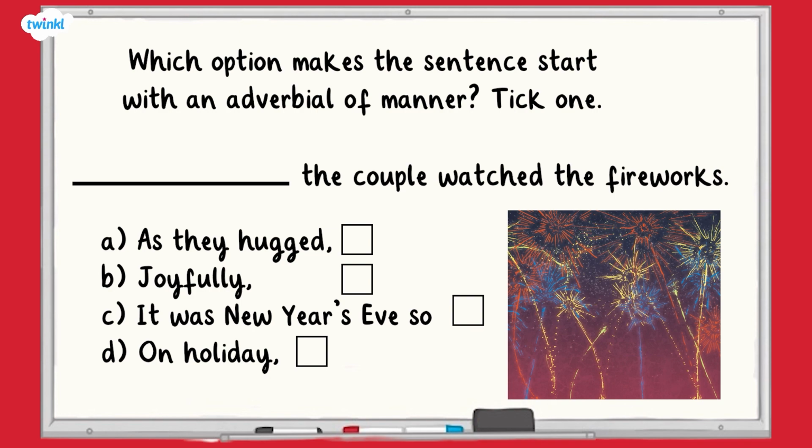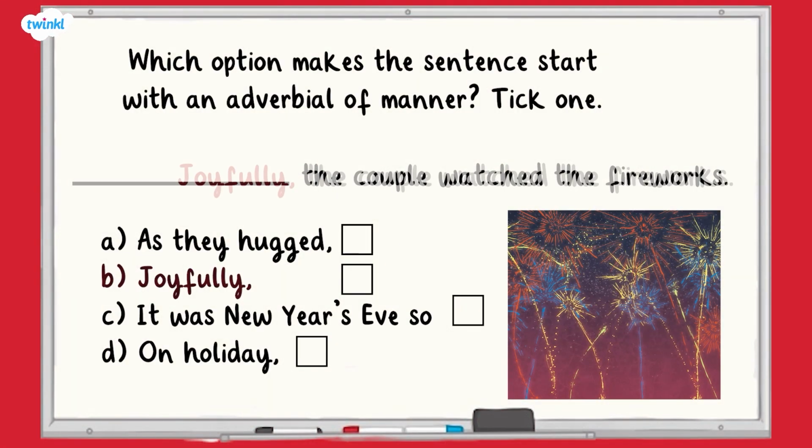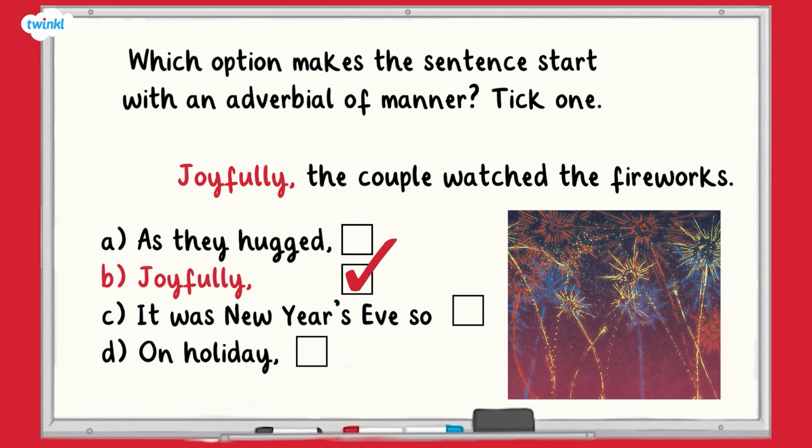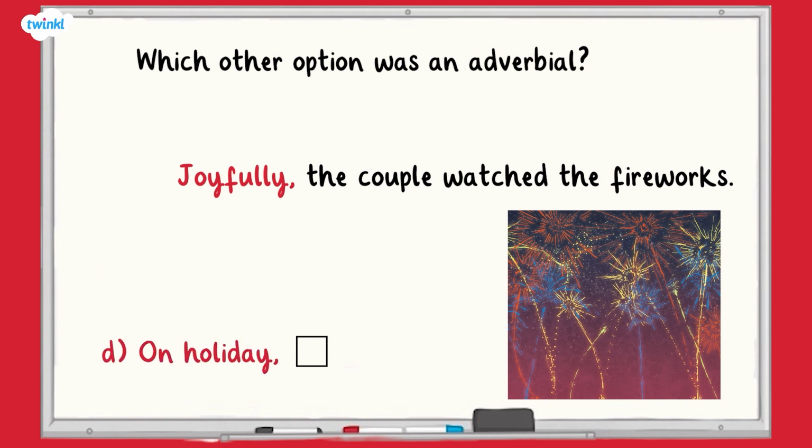Pause the video and press play when you're ready. Did you find the adverbial of manner? The correct answer is B, joyfully. This is an adverbial of manner because it describes how the couple were watching the fireworks. For an extra challenge, can you spot which other option was an adverbial? Well done! It was D, on holiday. This is an adverbial of place.